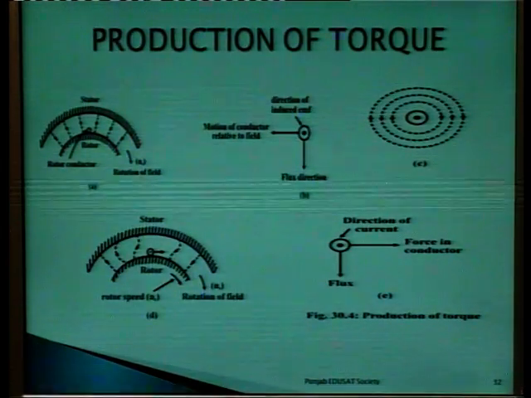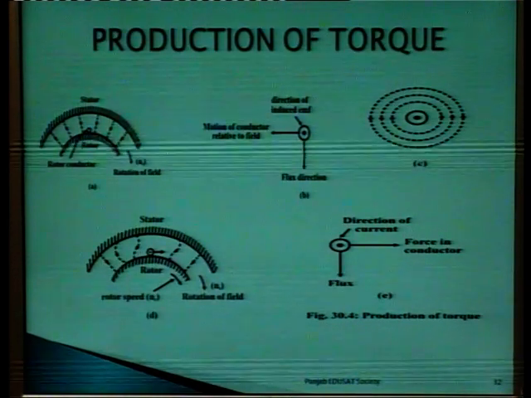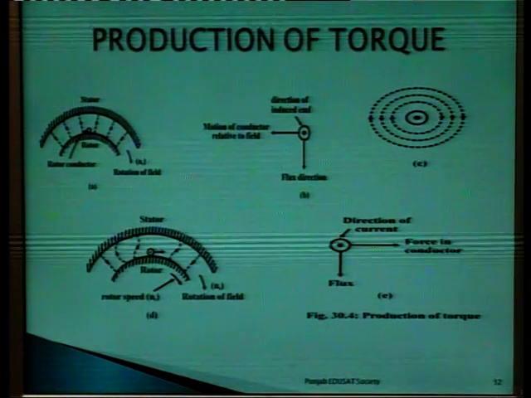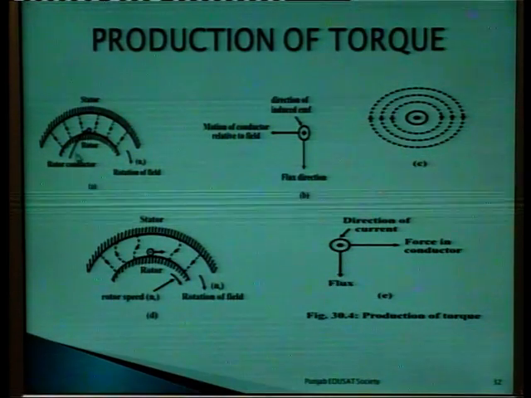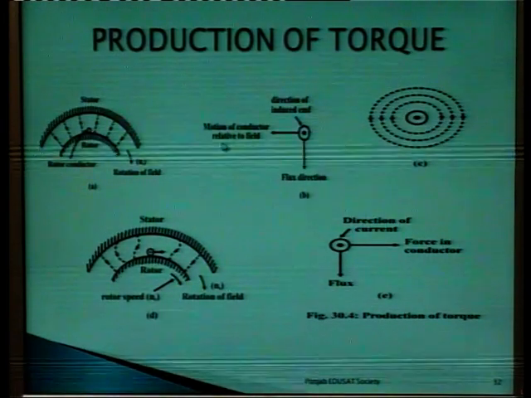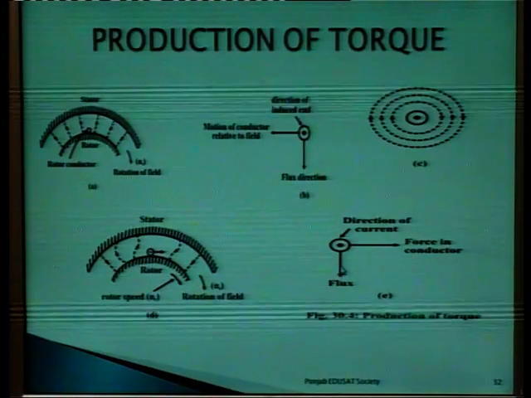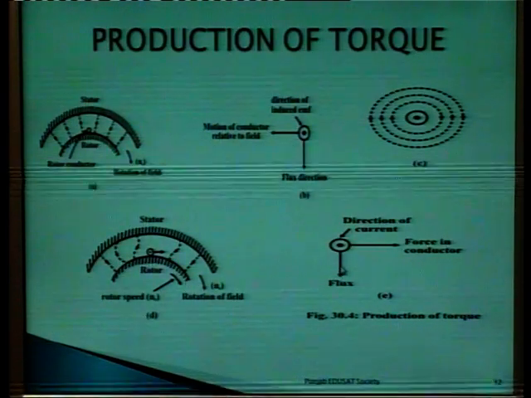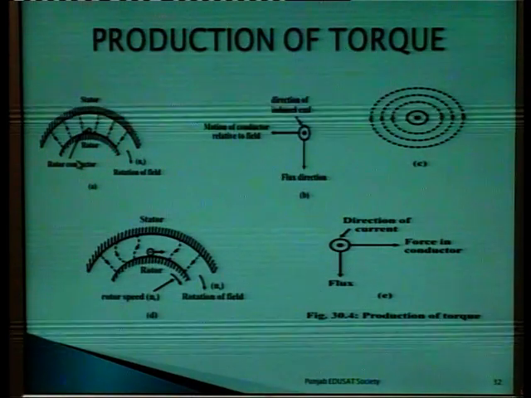This is the production of torque, in which way the electromagnetic induction works in the motor, how the motor starts to operate, how the rotor starts to rotate in a direction. These are the various figures A, B, C, D and E. These are the 5 figures which show the production of torque in an induction motor, how the torque is produced.